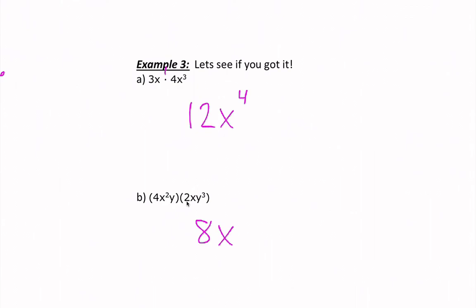Then we're going to do our x's. Notice here I have x squared times x to the first. So we add 2 plus 1. That's going to give me x to the third.